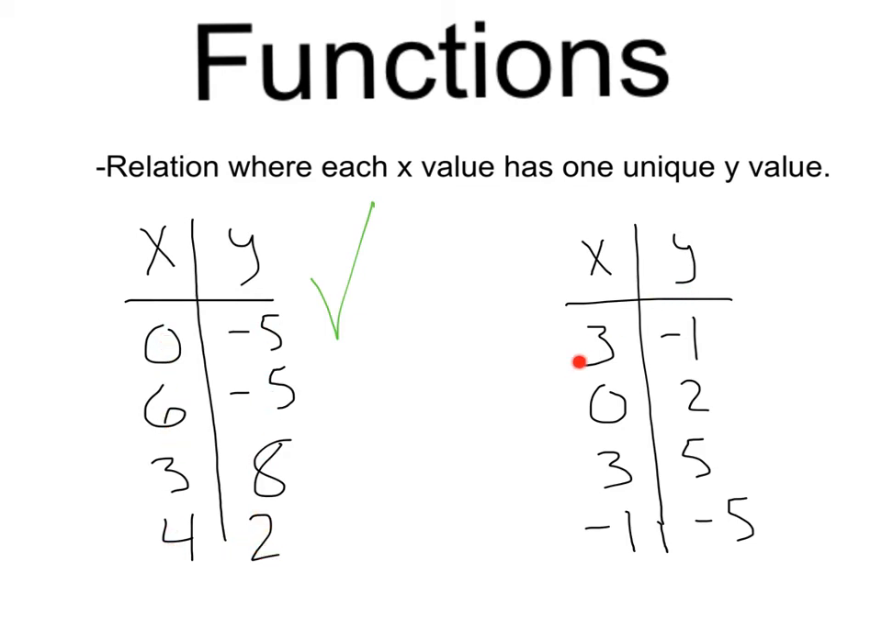How about this table? (3, -1), (0, 2), (3, 5), and (-1, -5). This is not a function. Reason being is because we have this x value of 3 with a y value of -1, and the x value of 3 has a y value of 5. Those are 2 different y values for the same x value.